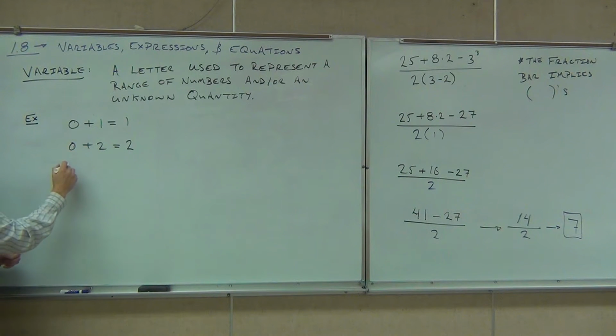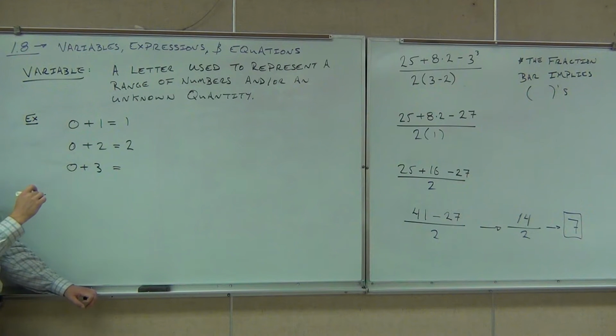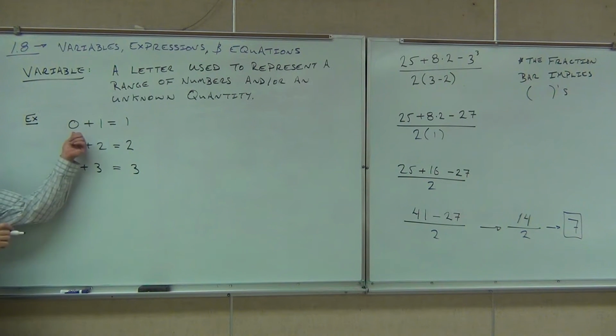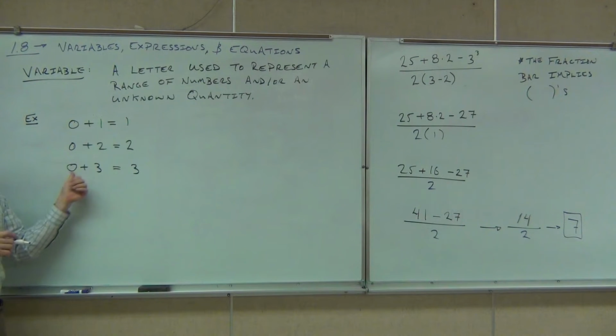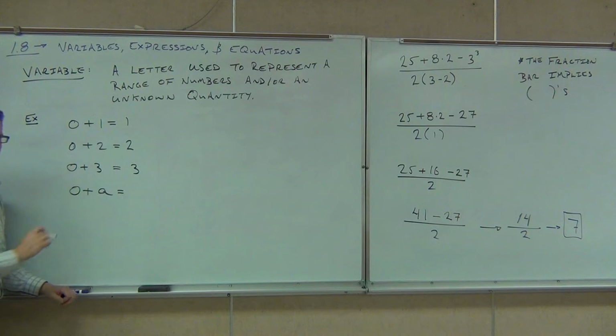One, two. This one? 3. Okay. Now here's where I'm going to make the jump. 0 plus 1 is 1. 0 plus 2 is 2. 0 plus 3 is 3. What's 0 plus anything? How much is that going to be?